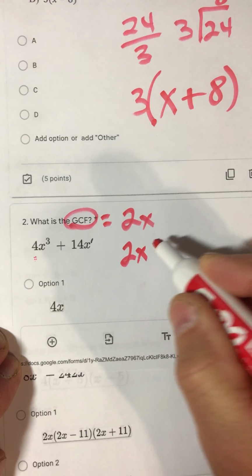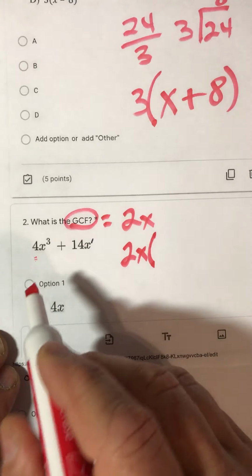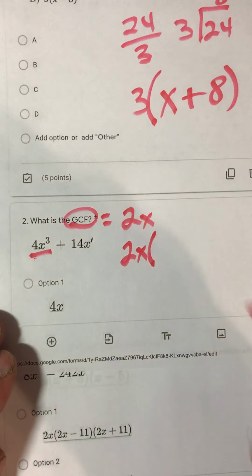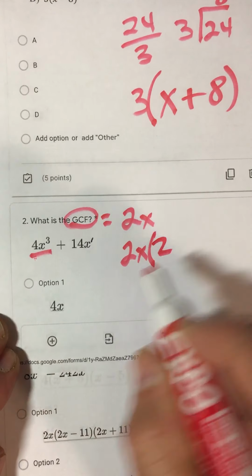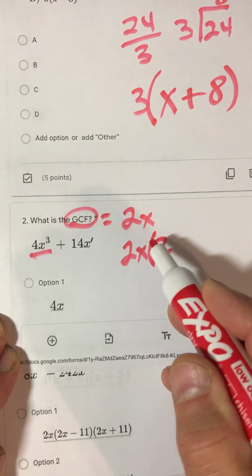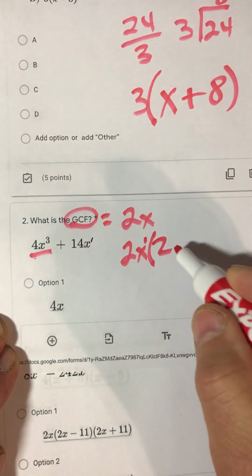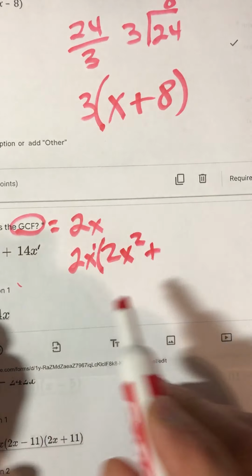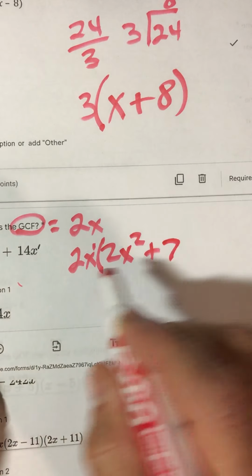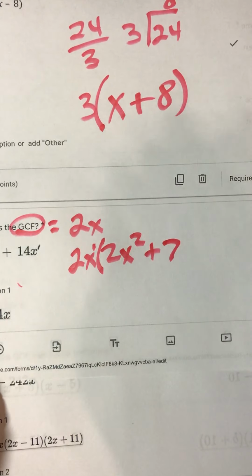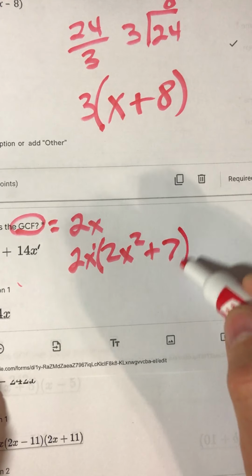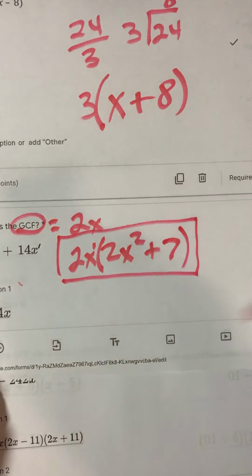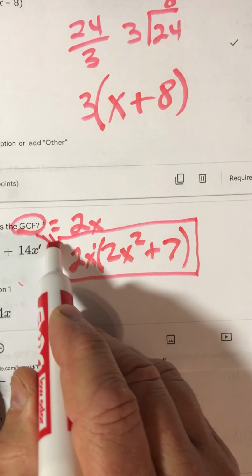And if I were to continue factoring, it would look like this. I would factor out the 2x, start my left parentheses, and then I would divide that into 4x to the third. Well, 4 divided by 2 is 2. X to the third, you just subtract the x to the 1, right? Just 3 minus 1 leaves x squared plus, remember, 14 divided by the 2 is 7, and the x divided by the x is 1. So then you close the parentheses. So this is now completely factored, okay? But we were only looking for the GCF.